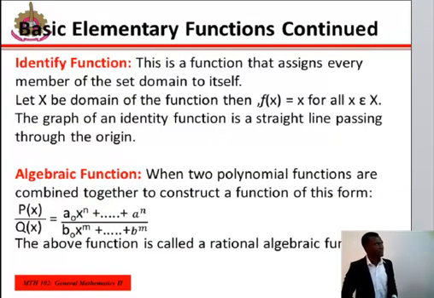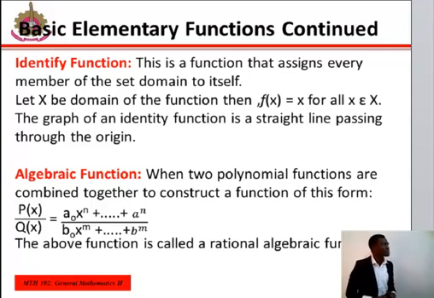Identity function. This is a function that assigns every member of the domain set to itself. Let X, for instance, be the domain of the function. Then f of x equals x for all x which are subsets of X. The graph of any identity function is a straight line passing through the origin.